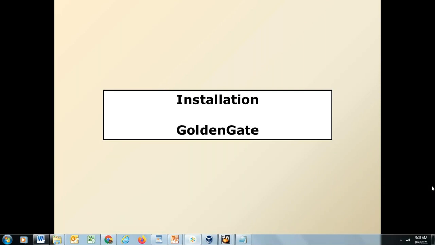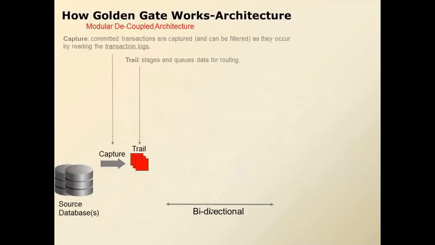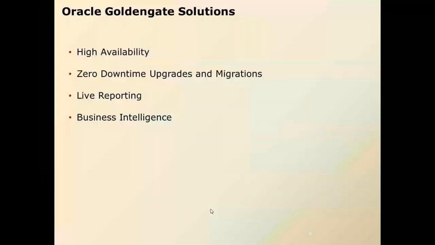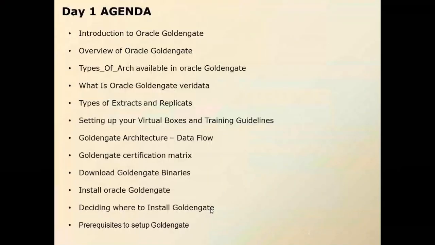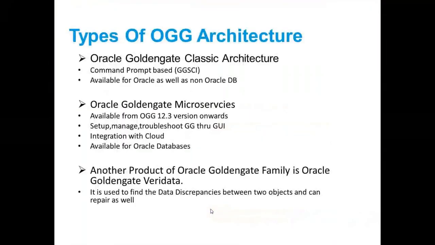So related to architecture, there are three processes involved. Okay, so one question which is being asked from me is about the licensing. So guys, there are two types of architectures in Goldengate. Let me go back to that slide again. There are two types of architectures, classic and microservices. And then there is another product in the Goldengate family, which is called Veridata. So one question which is being asked from me is the licensing part.